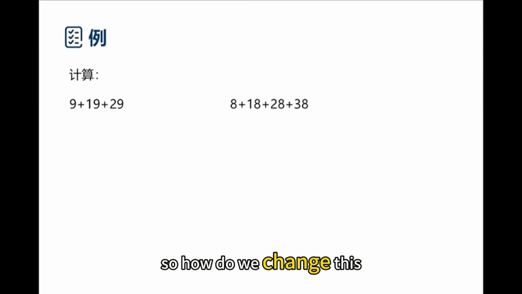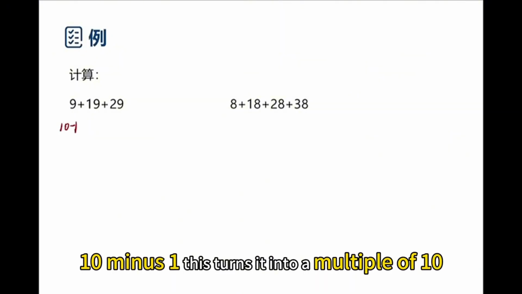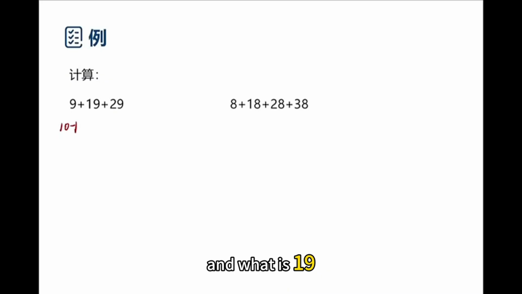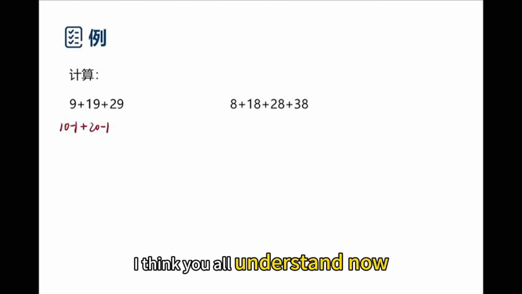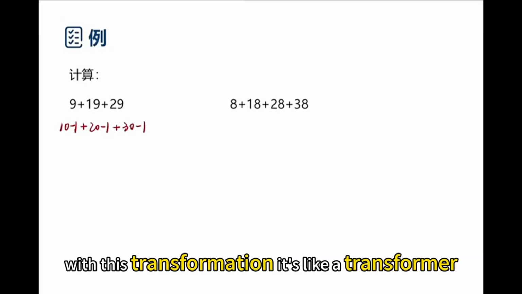So how do we change this? It's easy to change. For example, what is this 9? Isn't 9 just the same as 10 minus 1? Right, 10 minus 1. This turns it into a multiple of 10. And what is 19? Isn't 19 just 20 minus 1? That's right. And what is 29? I think you all understand now. Isn't 29 just 30 minus 1? You see, with this transformation, it's like a transformer.